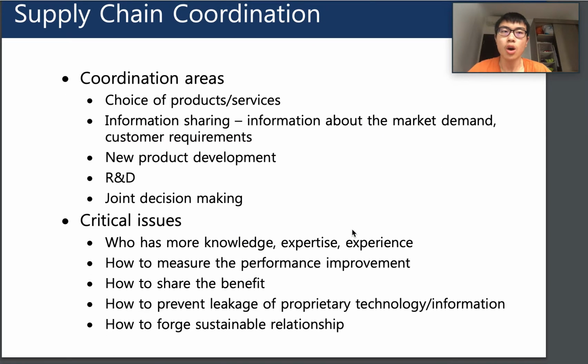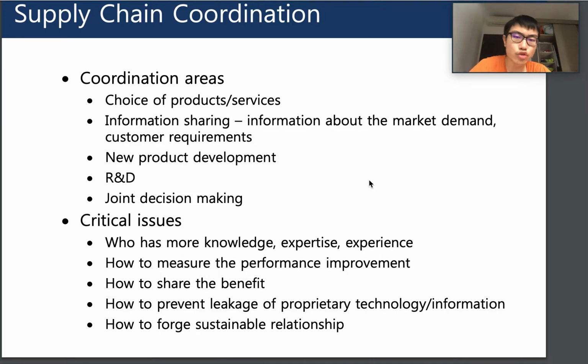So, what are our coordination areas? In terms of our coordination areas, we depend on our choice of products and services. We have information sharing, and we also have new product development, research and development, and decision making, which are included essentially between the supplier, manufacturer, and distributor. And moreover, in terms of the critical issues, we have quite a lot of problems in order to design our effective supply chain, which is pretty difficult.